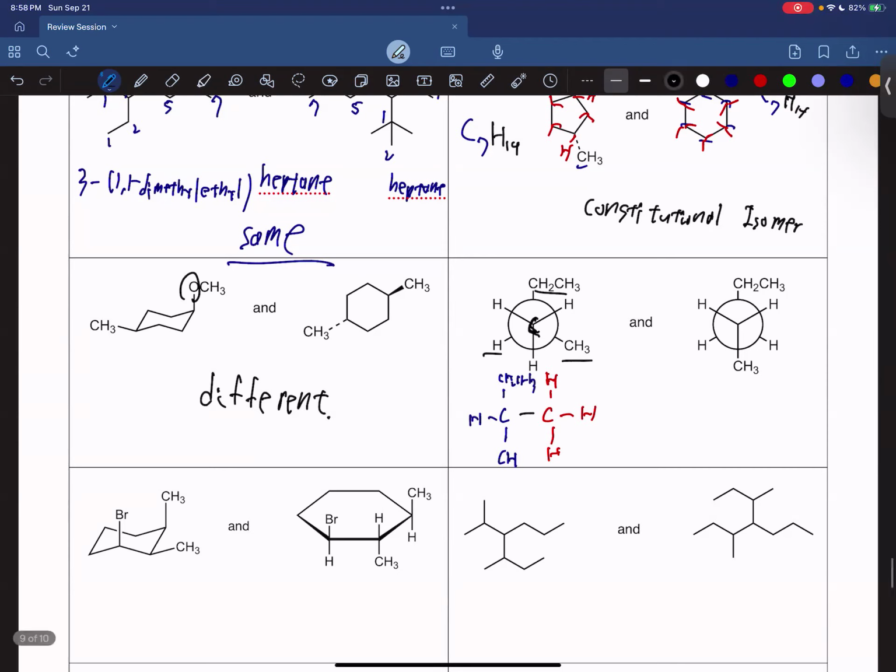And we're going to do the same for the second one. The front carbon is attached to 2 hydrogens and 1 methyl. The second carbon, I did the wrong color. The second carbon is attached to an ethyl group, and then 2 hydrogens.